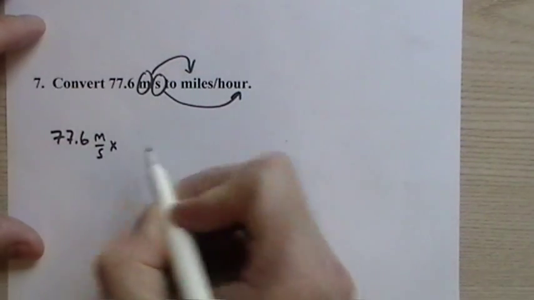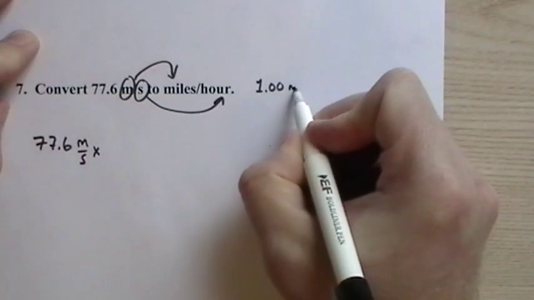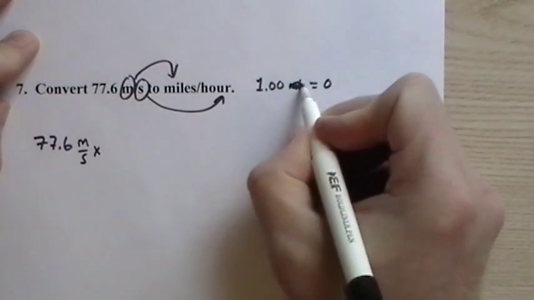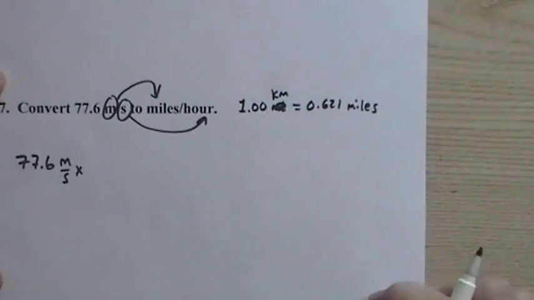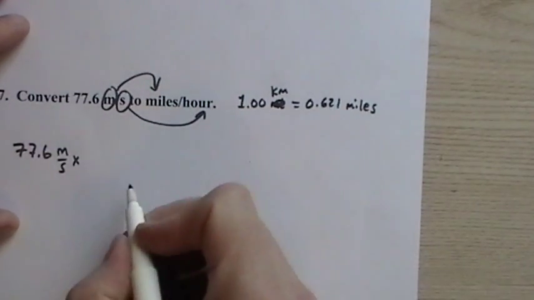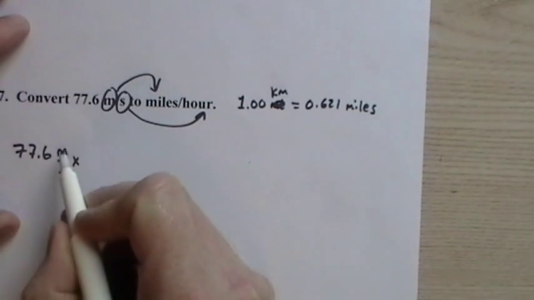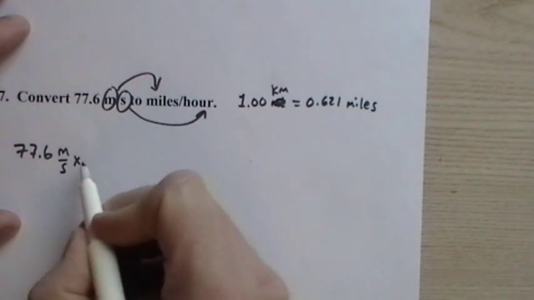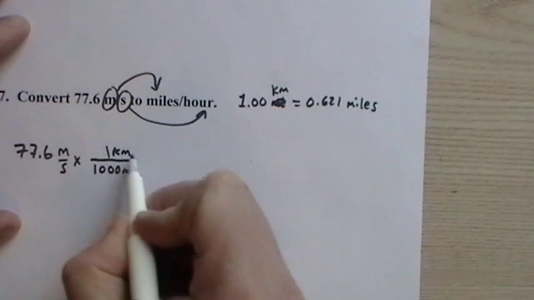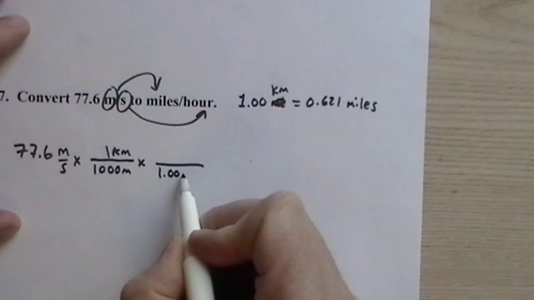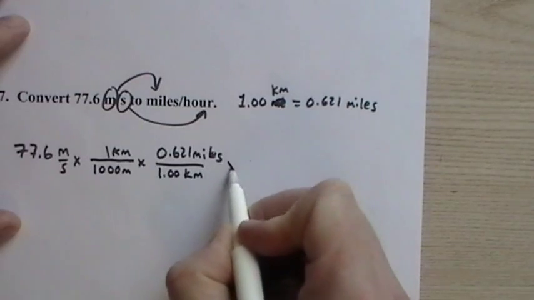Meters per second. Now, I'm going to use that 1 kilometer is equal to 0.621 miles. And there's lots of ways to go. That's probably the best one here. So which unit do you change first? Either one. I'll start with meters. Do them one at a time. So 1,000 meters is 1 kilometer. 1 kilometer is 0.621 miles. You'd have to be given that one. I just happen to know it offhand.